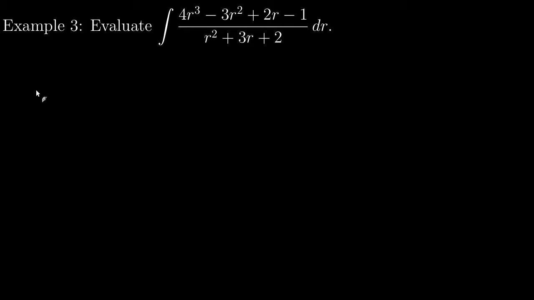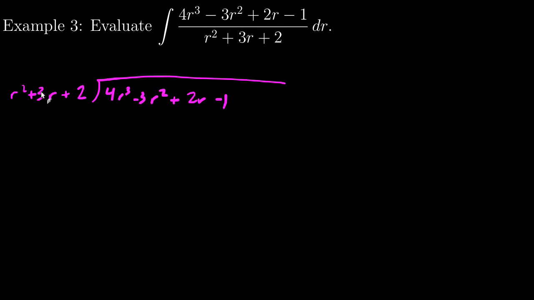I will put the denominator out here, r squared plus 3r plus 2. Put the numerator in here, 4r cubed minus 3r squared plus 2r minus 1, and divide it out. And so in here, how many times does r squared go into 4r cubed? It's 4r times. I multiply through. 4r times r squared is 4r cubed. 4r times 3r is 12r squared. 4r times 2 is 8r.